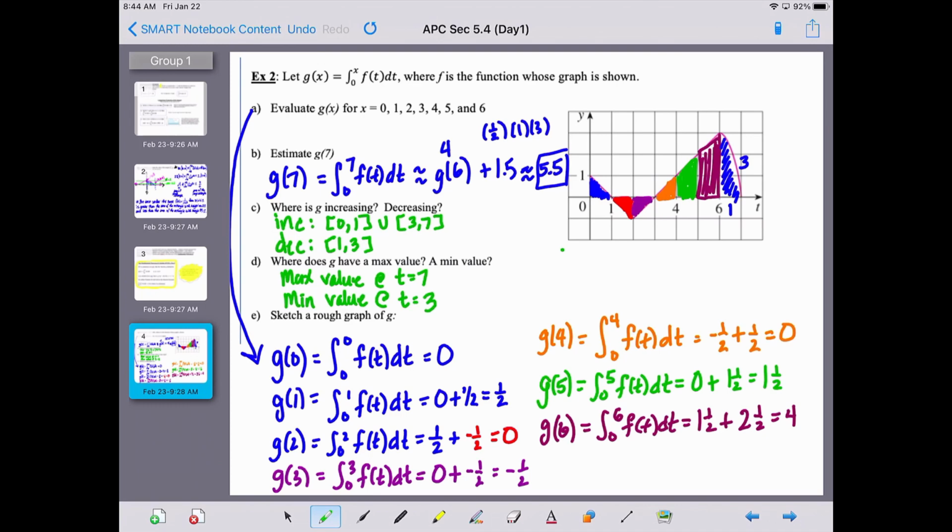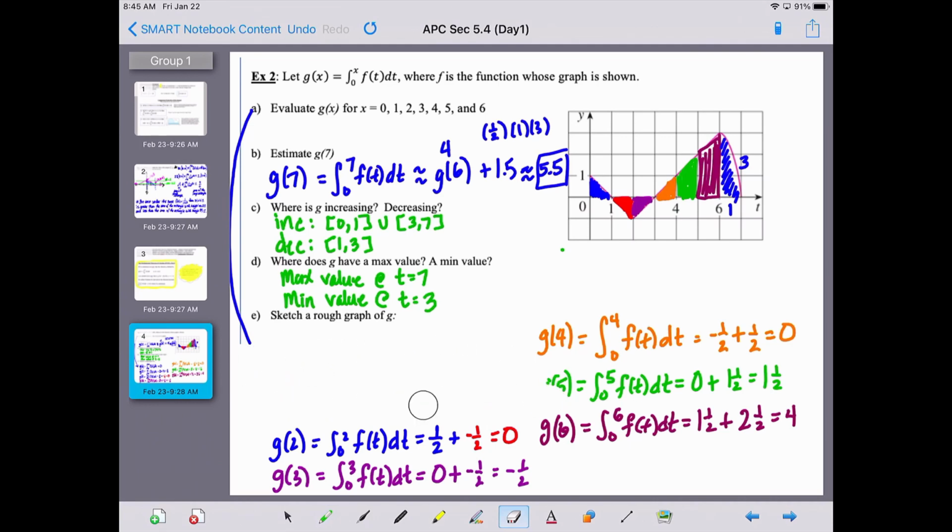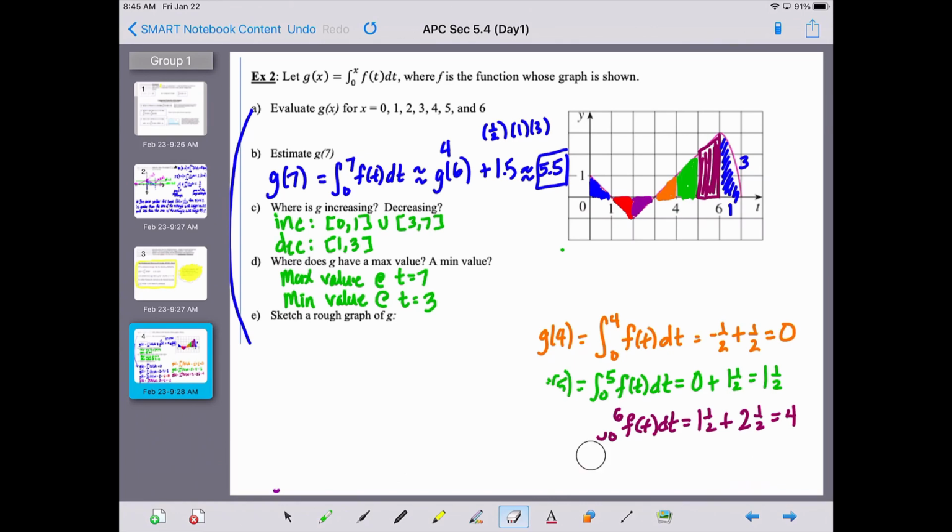Okay, now finally, part E asks us to sketch a rough graph of G. All right, so I'm going to have to do some erasing of some work that I have down here. So hopefully you already have this recorded so that I can create a little bit more space for myself.